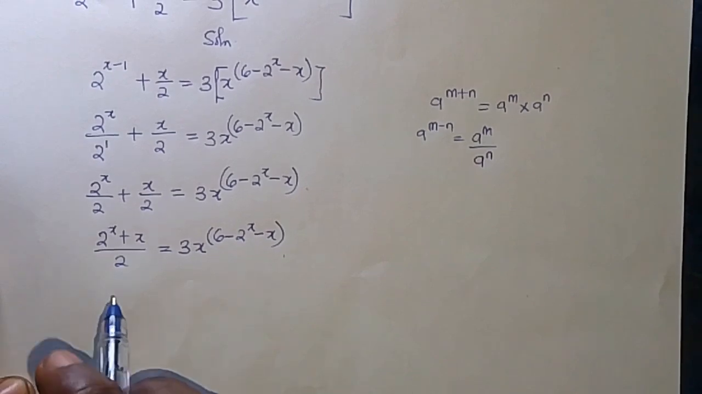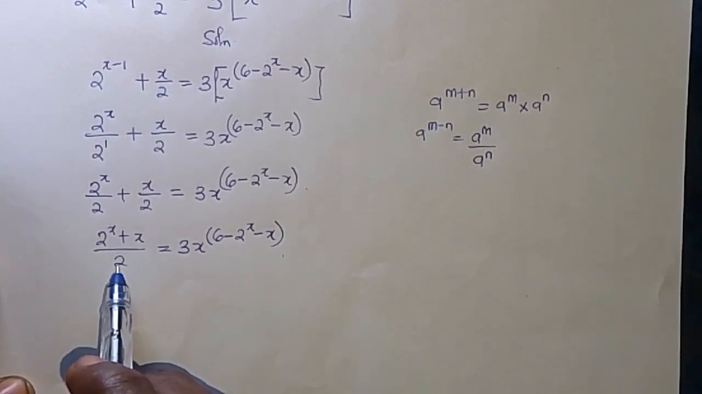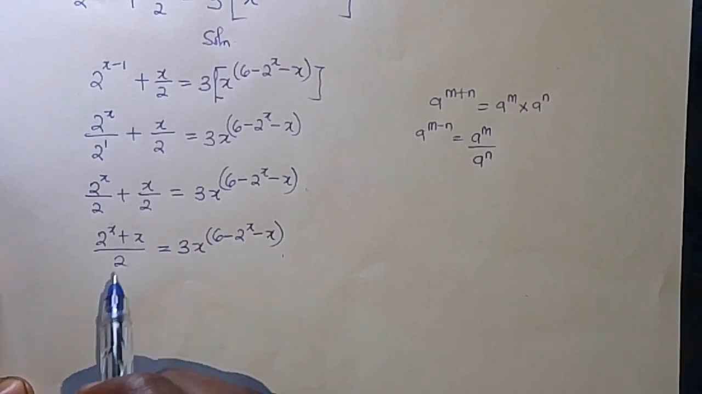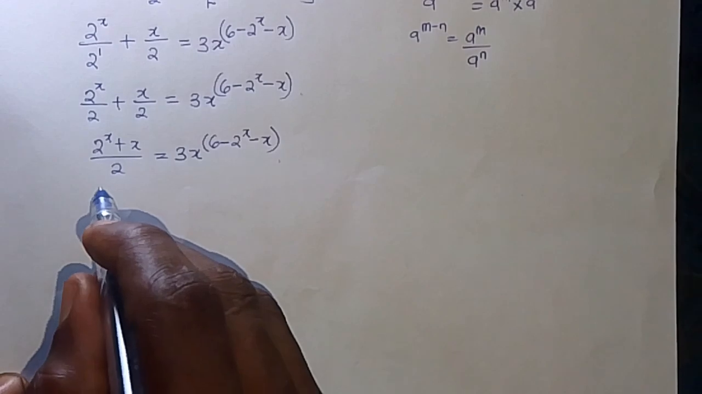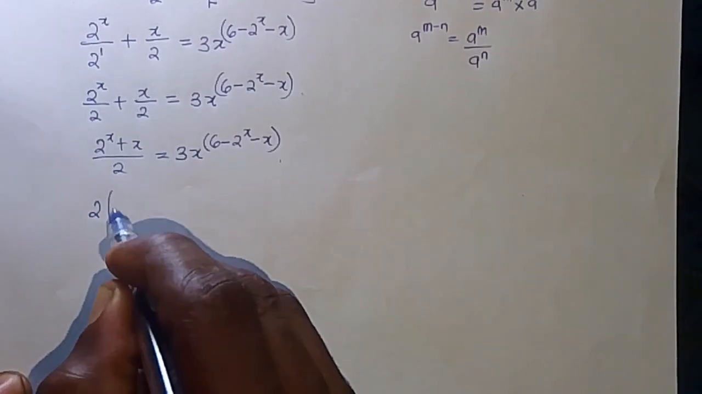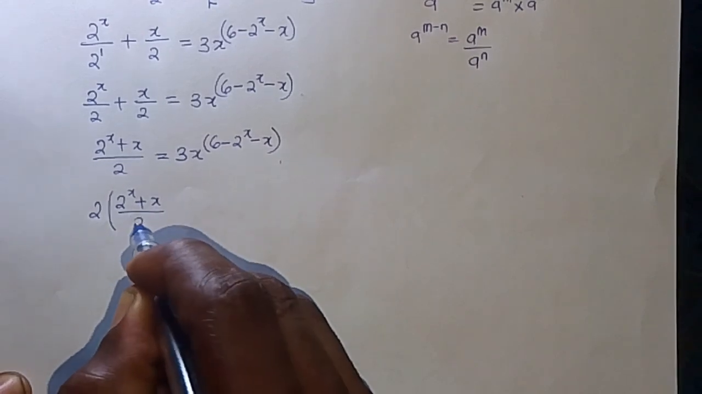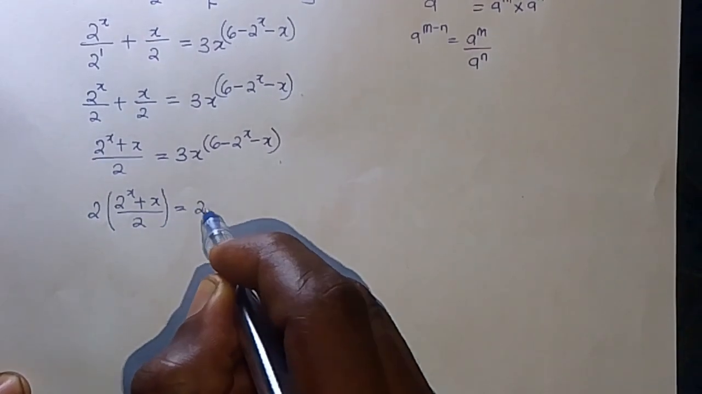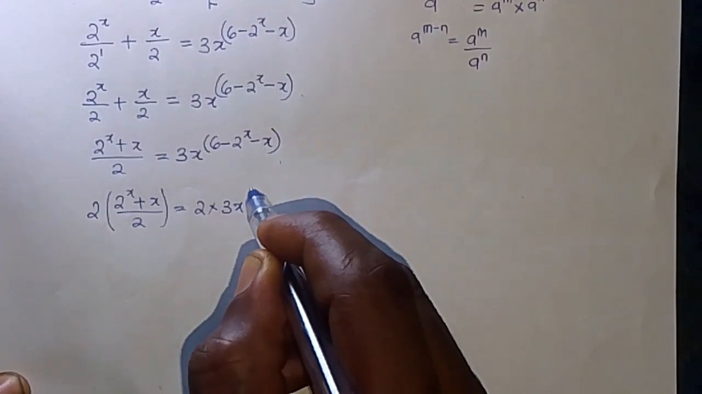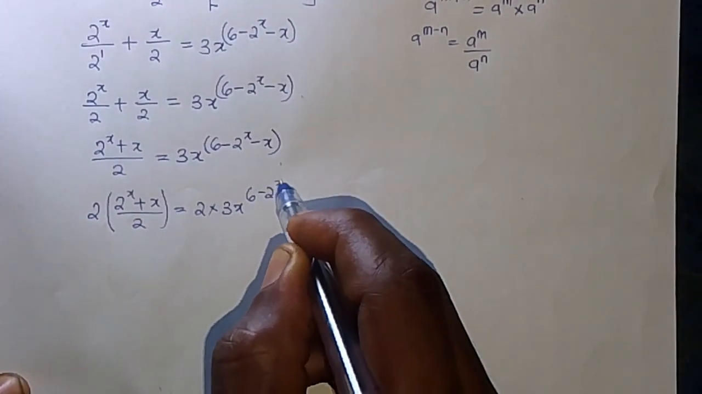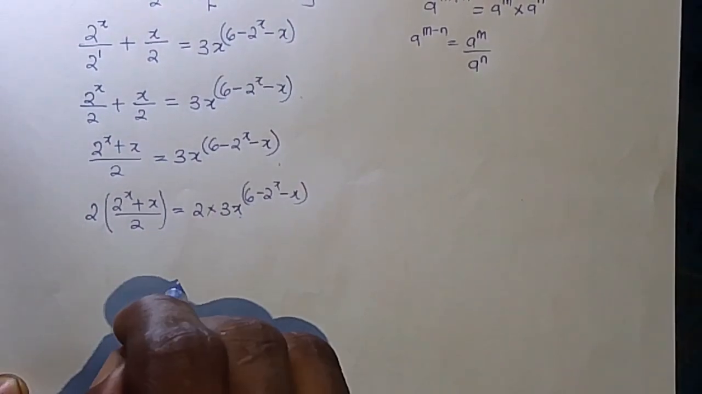So from here, to eliminate this 2, we have to multiply through by 2. So if we multiply through by 2, then we will have 2 multiplied by 2 to the power of x plus x, divided by 2, which equals 2 multiplied by 3 times x to the power of 6 minus 2 to the power of x minus x, at the exponent of x here at the right hand side of this equation.